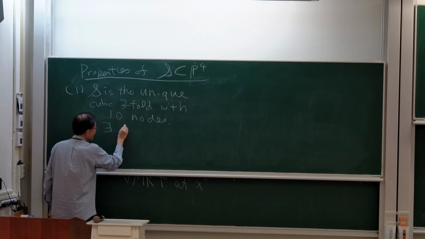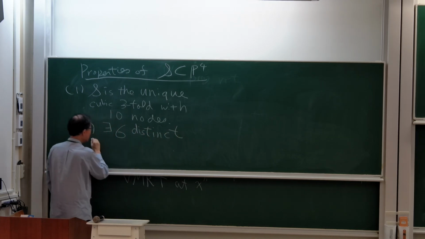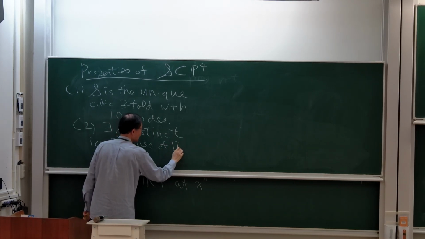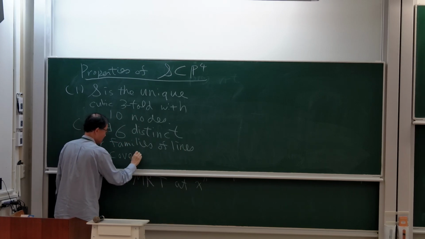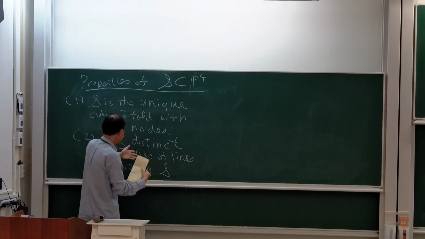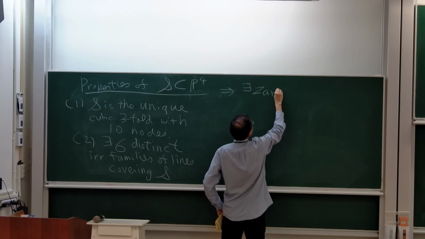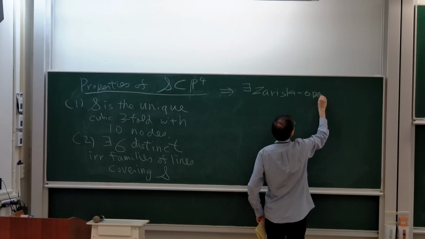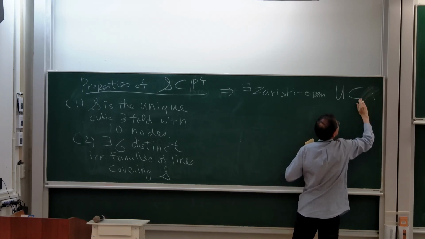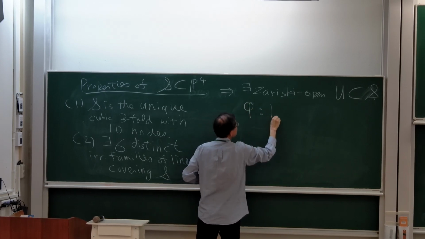There are exactly 6 distinct irreducible families of lines covering S. So in particular, you can order them globally. So there is now a Zariski open set. And this map we considered, S, this map we considered is now well defined on this Zariski open set.